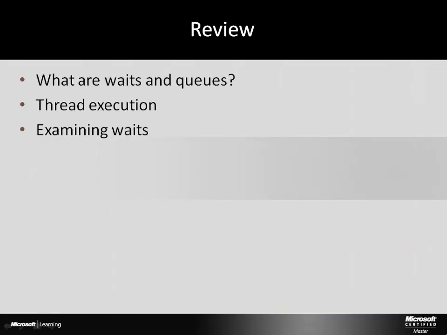what the waits and queues methodology is, so the definition of waits, the definition of queues. We looked at thread execution and how threads move from running to suspended when they need to wait for a resource. When they get signaled that the resource is available, they get made runnable, they go on the bottom of the runnable queue, and eventually they bubble up through the runnable queue and they get back to running again. And then we discussed some of the different mechanisms for looking at waits and some of the actual waits themselves.